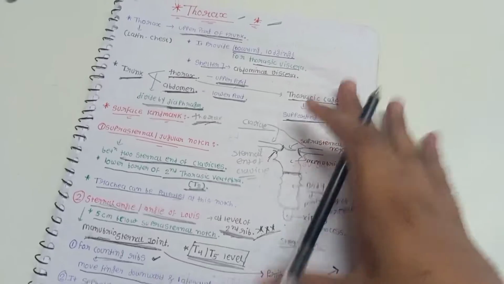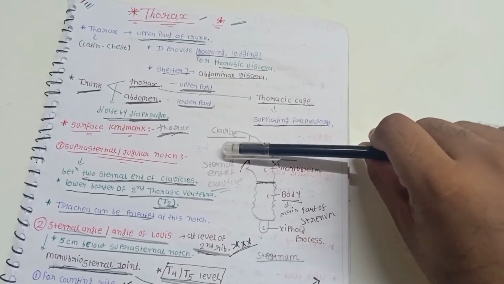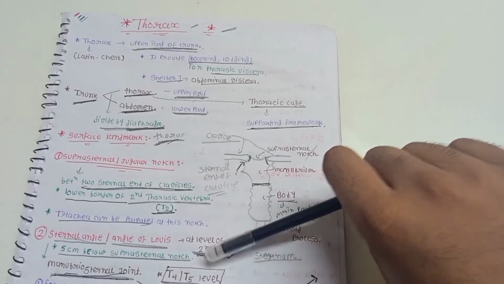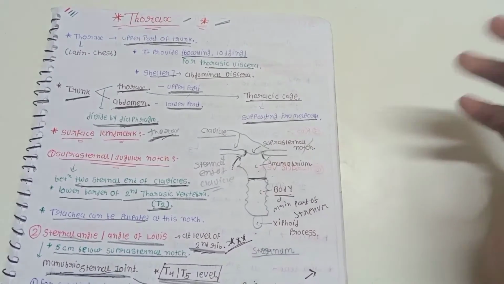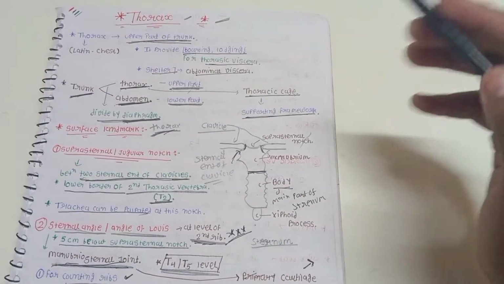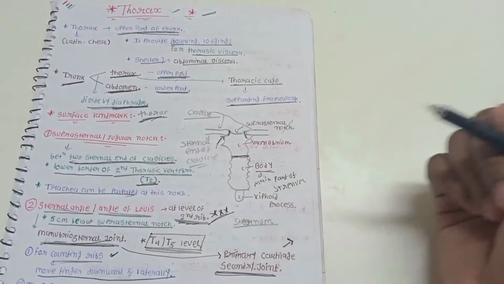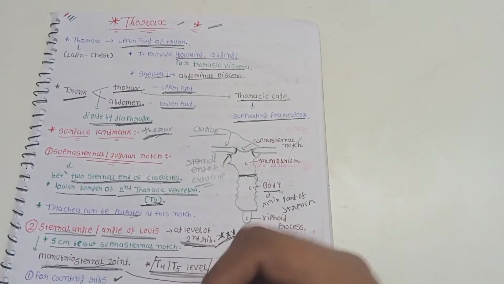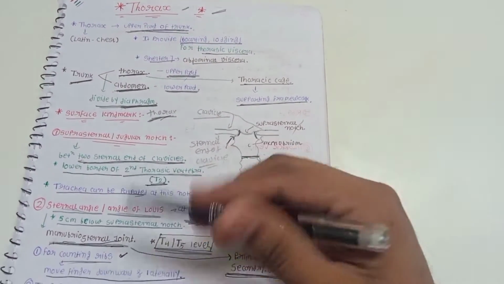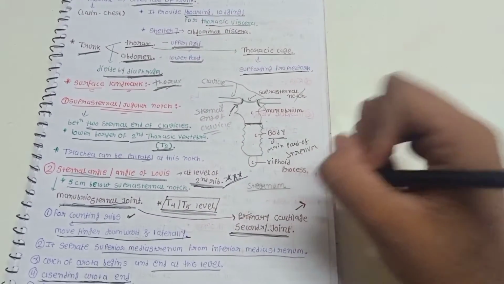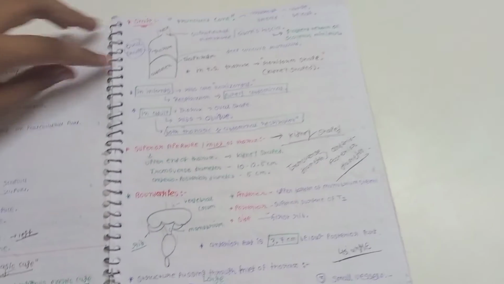Then the surface landmarks: there are two main points, the suprasternal or jugular notch and the sternal angle, or the angle of Louis. The sternal angle is at the lower border of the T4 or T5 vertebra. It is at the manubriosternal joint, which is a secondary cartilaginous joint, and the xiphisternal joint is a primary cartilaginous joint, as we saw in the first video.